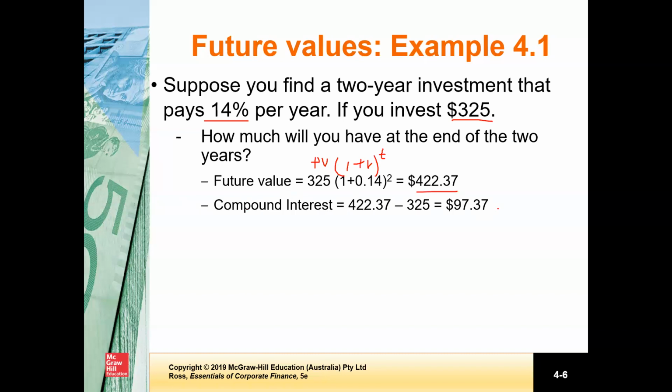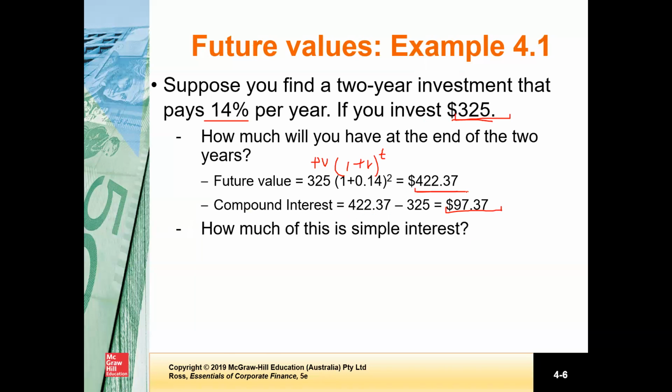Now, this has essentially earned compound interest, because since it's 14% interest and we invest $325, we earn interest at the end of year 1. The second year interest is calculated on both the principal, which is $325, and the interest that was earned in year 1. So you can see the total interest earned is 97.37, because 325 is the principal and 97.37 is the interest, which together make up the future value of the investment.